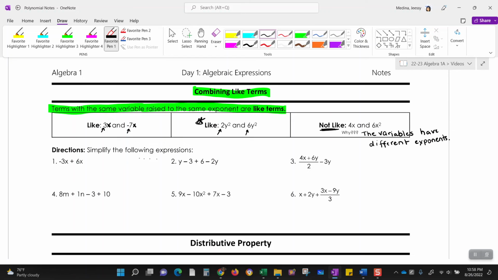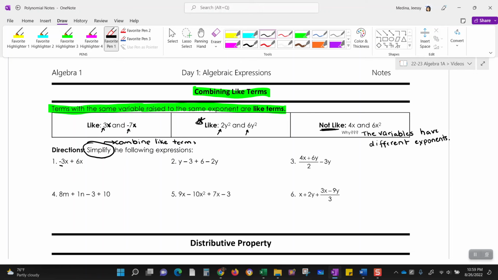All right, directions, simplify the following expressions. Simplify is going to mean combine like terms. Until you can't combine no more. Combine like terms, and remember constants are like terms. So you have negative 3x and you have 6x. They both have an x, and both x's are raised to the same power. This is x raised to the first power, x raised to the first power. So they are like terms.